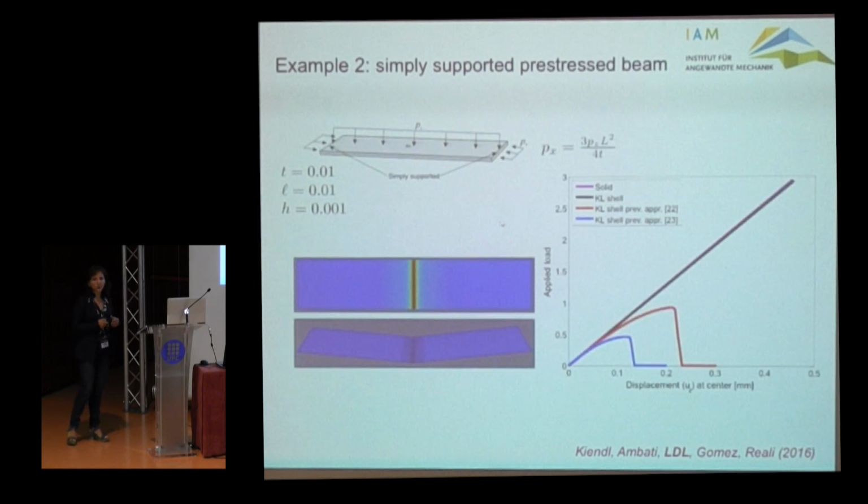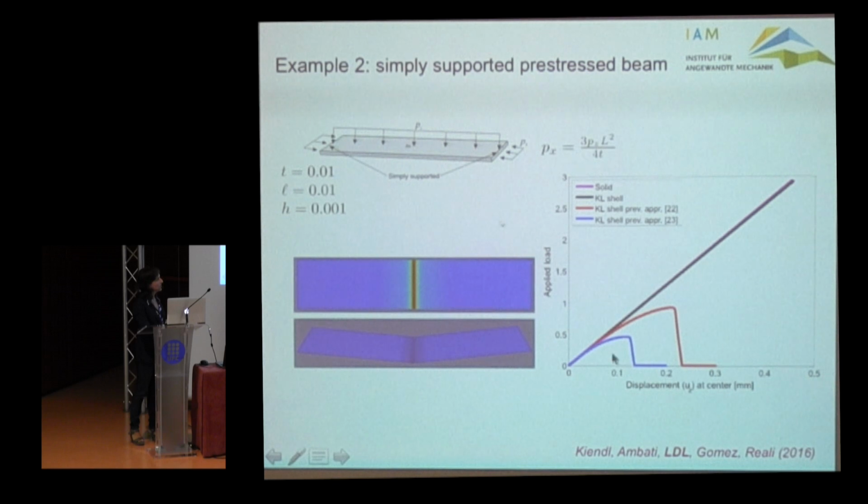Again, here you see the case where you have a pre-stressed, simply supported beam, and the pre-stressing is such that you compensate the bending completely. So with this approach, you predict correctly that you have no fracture, so you can go up indefinitely, and instead, with the previous approach, you end up down here.